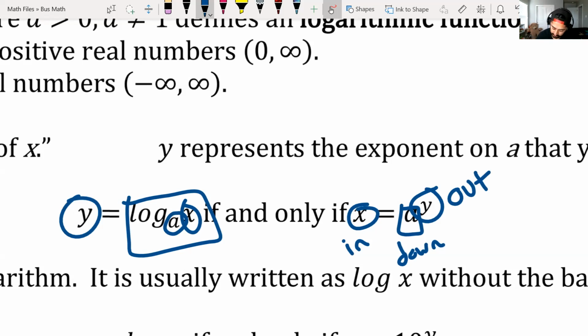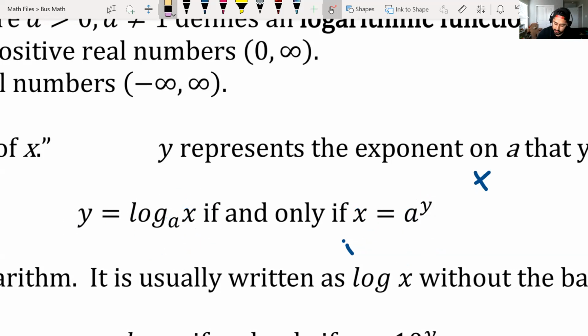Down and out. There you go. That's how you go back and forth. That's how you go from log to exponential, exponential to log. And of course, there's more practice below. But let's get into the definition of more logarithms.